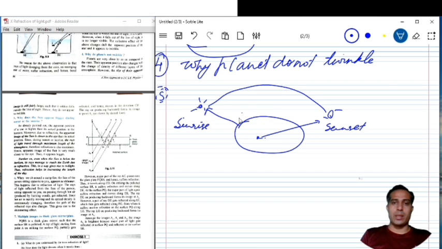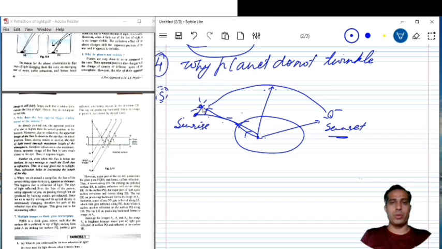During sunset and sunrise, this distance is smaller as compared to this distance. This distance is more, right? And it means the light has to suffer the maximum refraction in this case during sunrise and sunset. Light has to suffer more refraction. That's why the light rays seem to be bent.